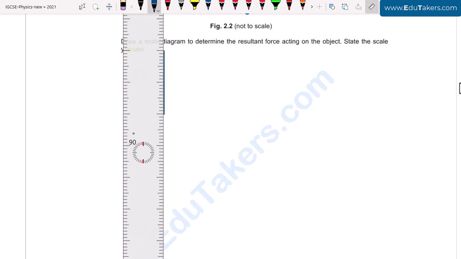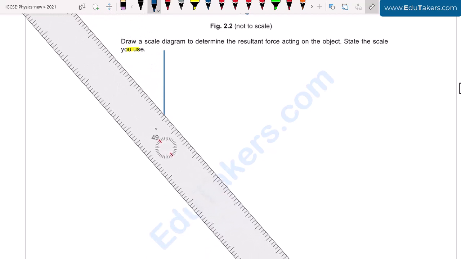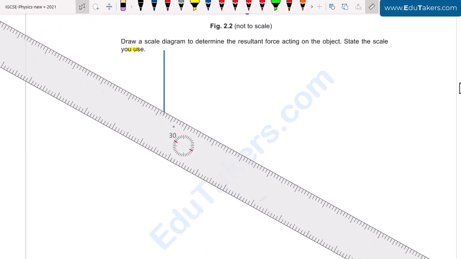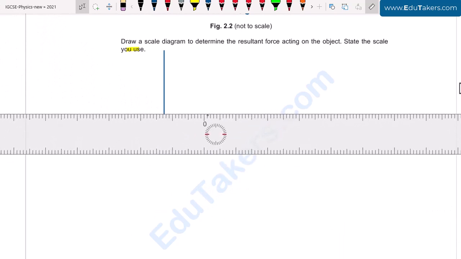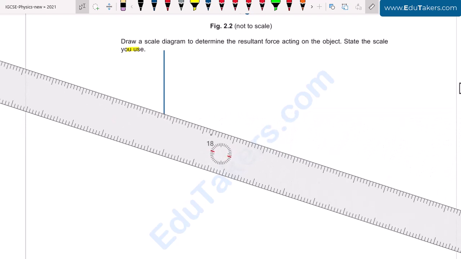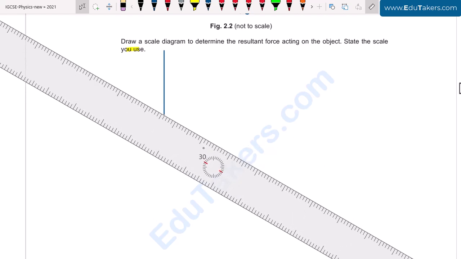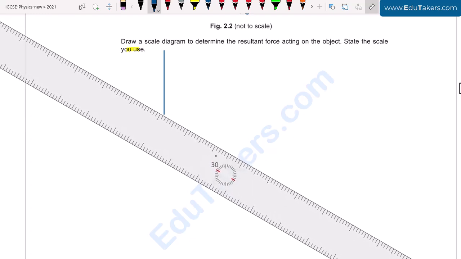It is 2 centimeter and its magnitude is 20 Newton. Secondly, we have to draw the second force, that is 30 Newton, at angle 60. By using a protractor, you can find out the angle, that is 60. It's the correct position of this, and I have to draw the line from that point, that is 3 centimeter.